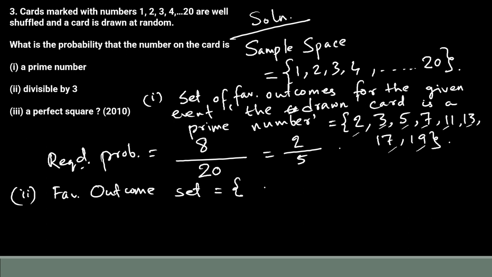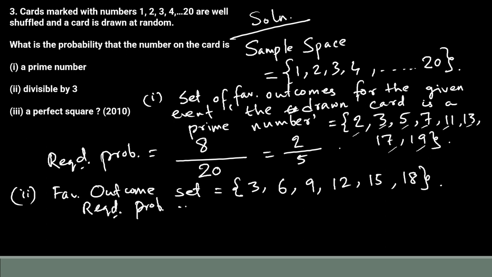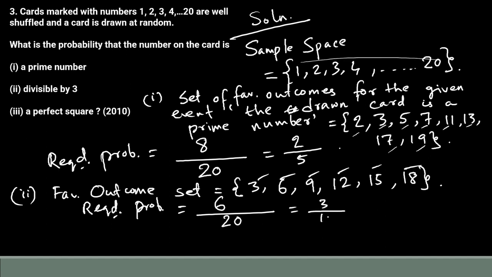So it's divisible by 3. So what are the numbers which are divisible by 3 from 1 to 20? 3, 6, 9, 12, 15, 18. So from here the required probability will be, what is 1, 2, 3, 4, 5, 6, 6 divided by all this 20. 6 by 20, that is 3 by 10.